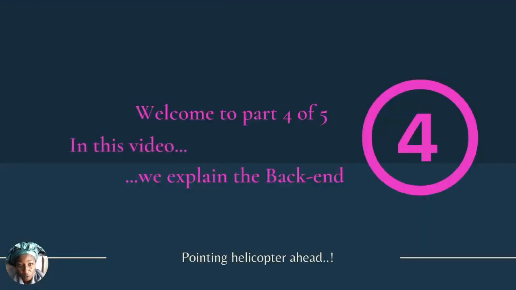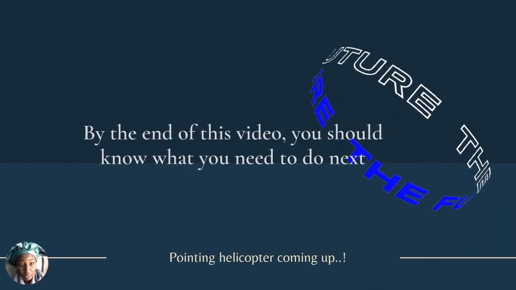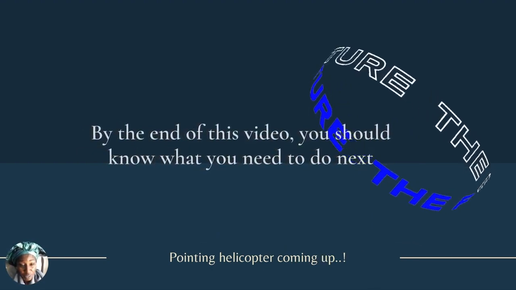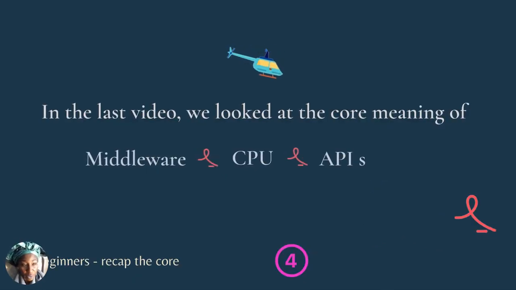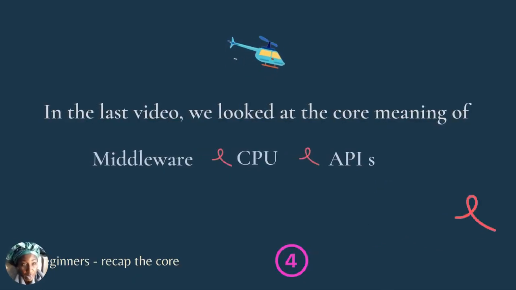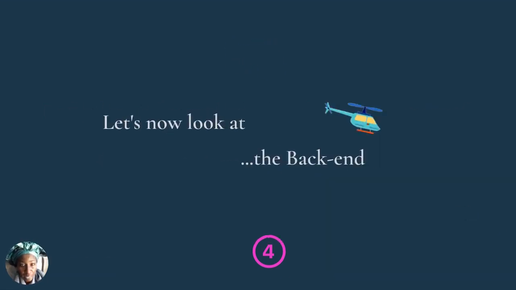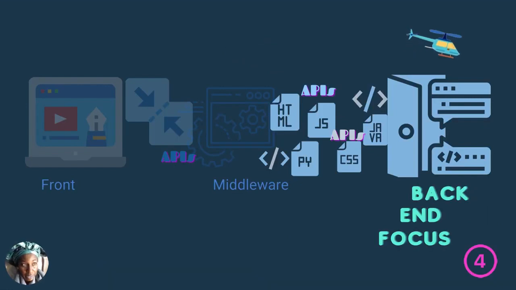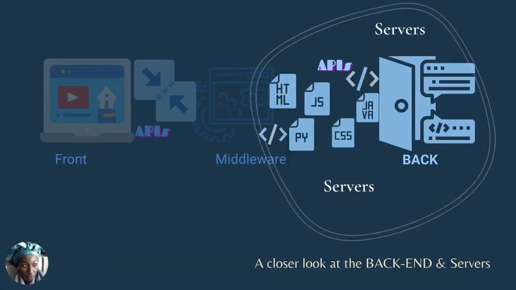This na part 4 out of the 5 videos we get for una. For this video, we go talk about back end. By the time this video go end, you suppose dey sure which side you go make your next move, make you fit continue to learn more about tech. For the last video, we been learn the meaning of middleware, CPU, and APIs. Now, we go focus on the back end. Make we talk about the different parts of back end.